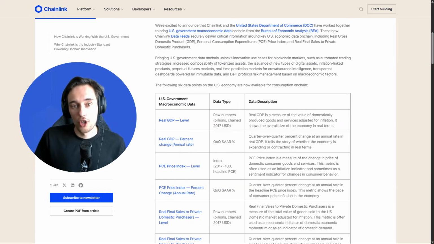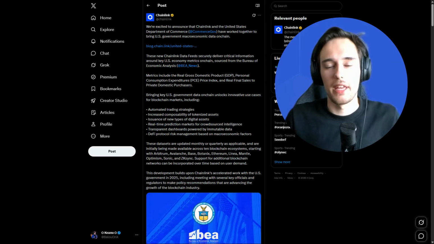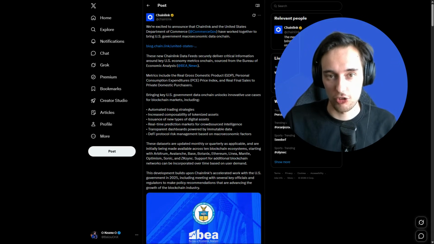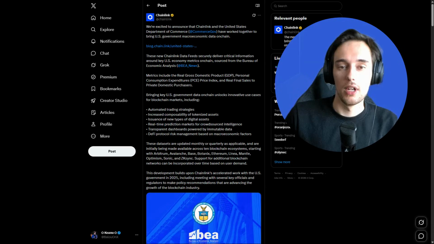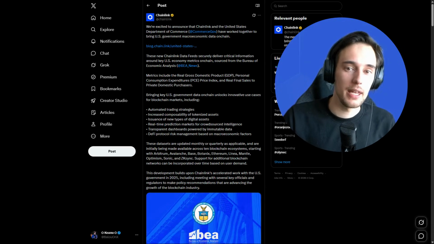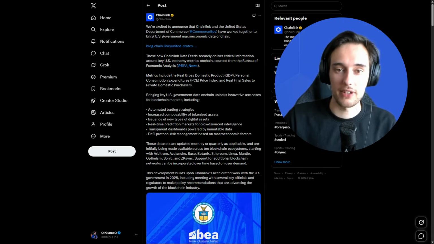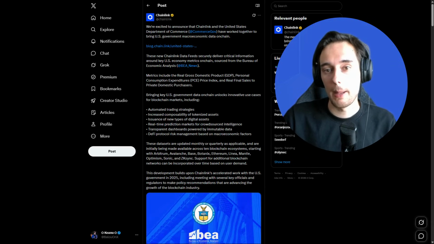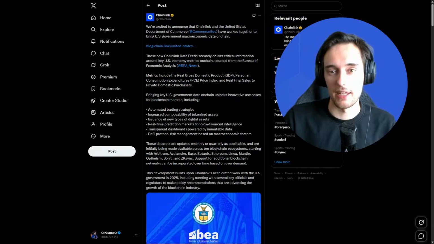And third, something called real final sales to private domestic purchasers, which basically strips the noise out of GDP to show you the underlying domestic demand. Each of those comes in 2 forms, a level and a percentage change, so 6 data points in total. They update monthly or quarterly, matching the BEA's own release calendar, and they went live across 10 different chains, including Ethereum, Base, Arbitrum, Optimism, and Avalanche.